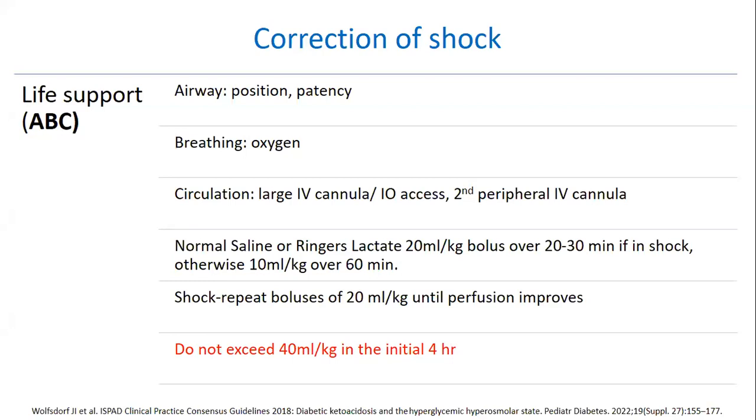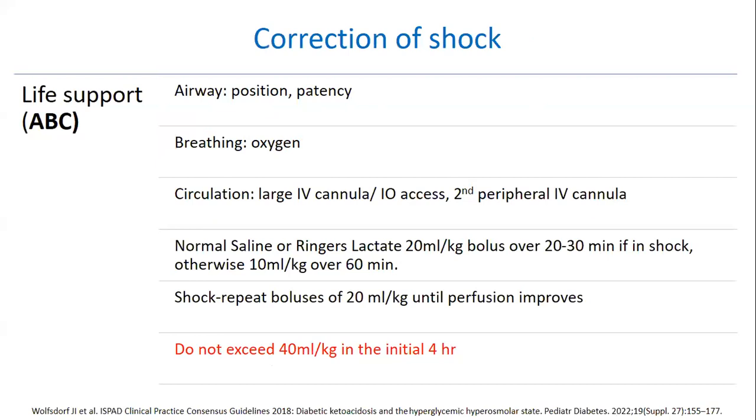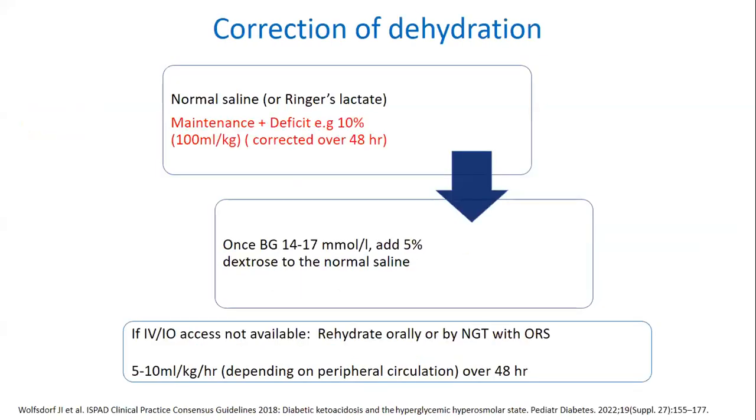And if your child is not in shock, then you can give 10 ml per kg over 1 hour. And you repeat your bolus until perfusion improves. I hope that is clear, but we will do practical bit. Then you also need to correct the deficit. So you need to calculate the maintenance fluid plus deficit, because after the first hour, after resuscitation, you need to maintain this patient on fluids.